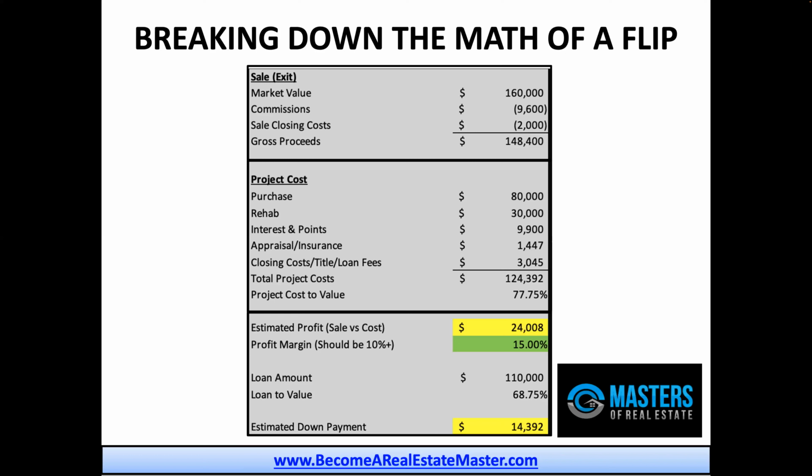And you always want to have reserves on the side on top of that 14,000 for renovation overages, for fronting renovation costs before you get it reimbursed, as well as for overages in timeline where you have to pay additional interest and things like that could come up. Okay, so this is the basic math that you want to be taking a look at.